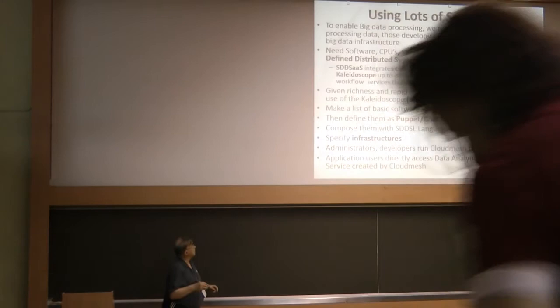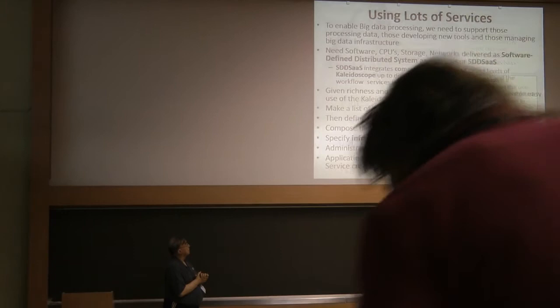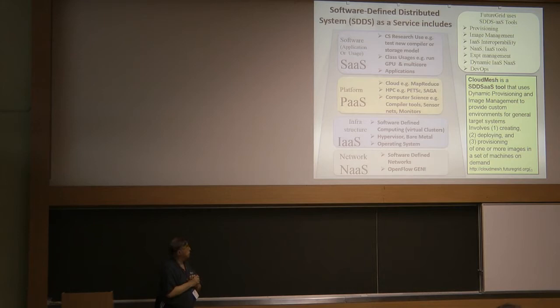I'll continue. So this picture here shows, I mean, there is a standard picture which has software as a service, platform as a service, and infrastructure as a service. And this adds to this well-known concept, as I just mentioned, a network as a service. And then it joins us all together, and that then gives you your software-defined system as a service. The system's going to end up as distributed, but you're going to call it software-defined distributed system as a service.